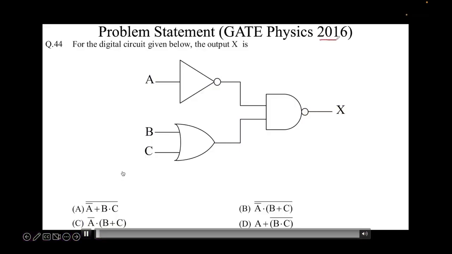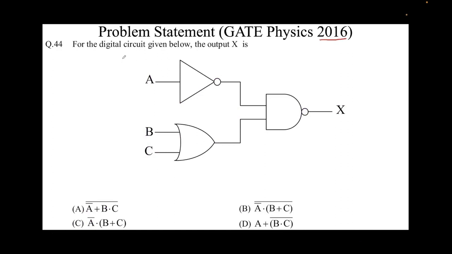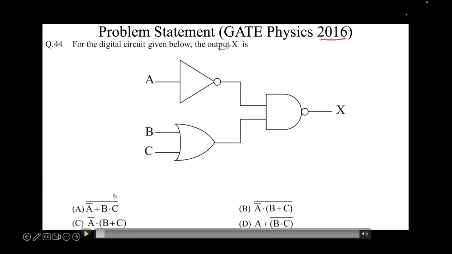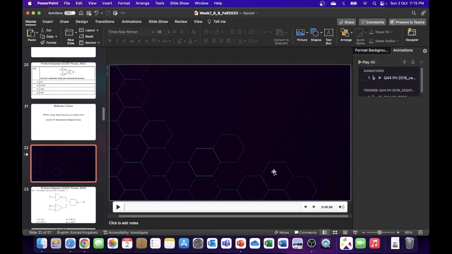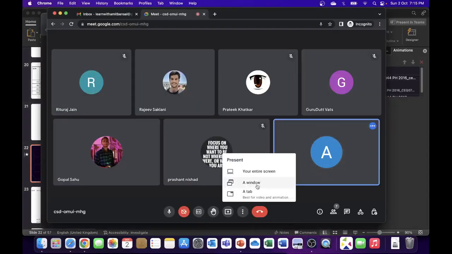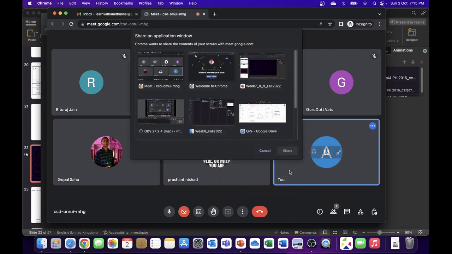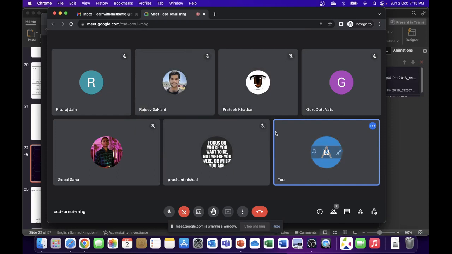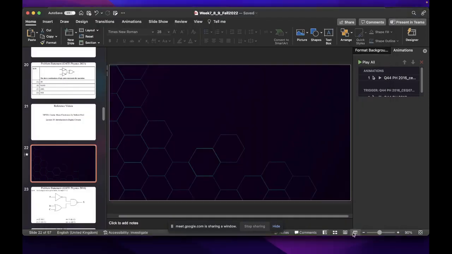The problem statement from GATE Physics 2016 reads as follows. For the digital circuit given below, the output X... Sir, the screen is not visible. Sorry? Oh, sorry, my bad. Wait. My PowerPoint somehow got disconnected. It's visible now? Yes, sir. Okay.